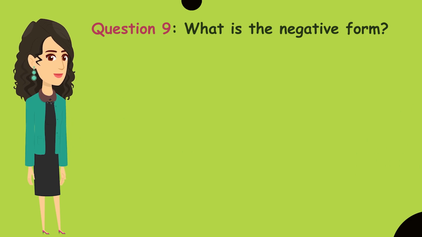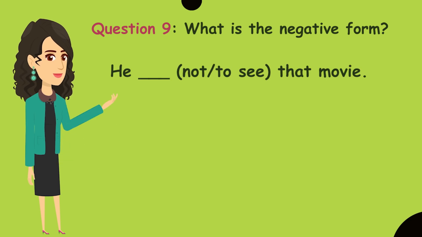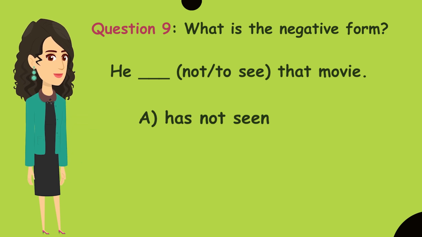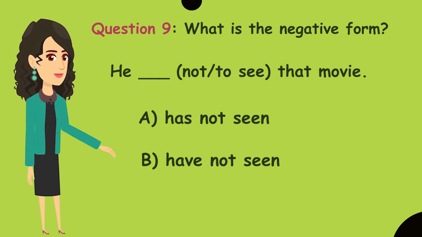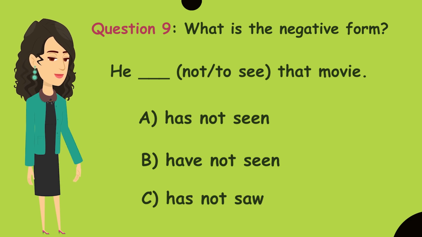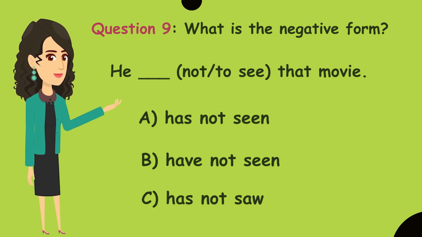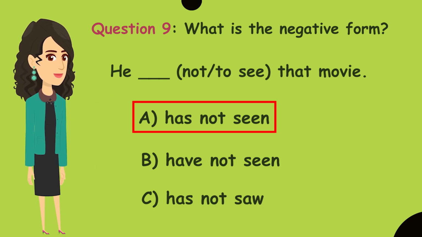Question 9. What is the negative form of this sentence? He, not, to see that movie. Has not seen. Have not seen. Has not saw. The correct answer is A. He has not seen that movie.